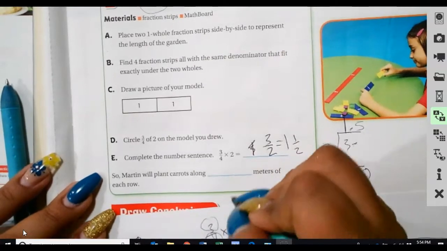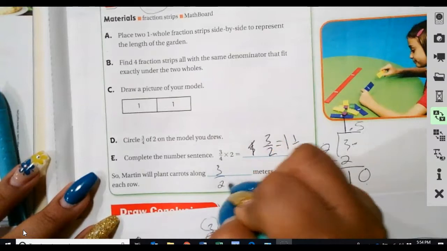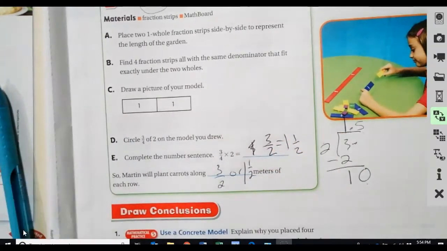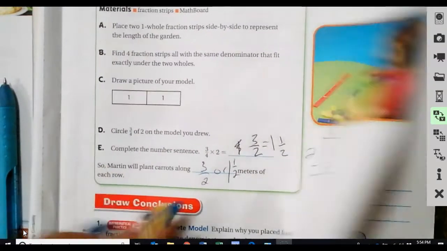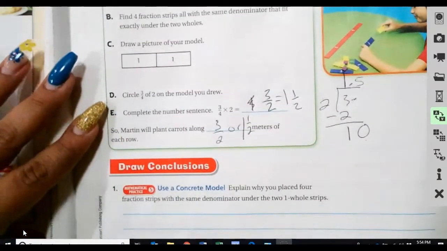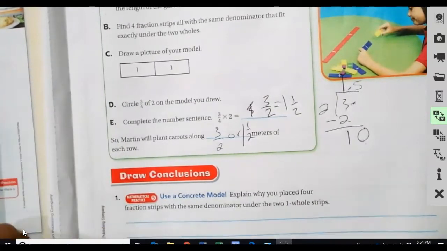Okay, now I know this could be confusing. So our answer is 3/2 or 1 and 1/2 meters each row. Okay, let's go ahead and look at the next example.